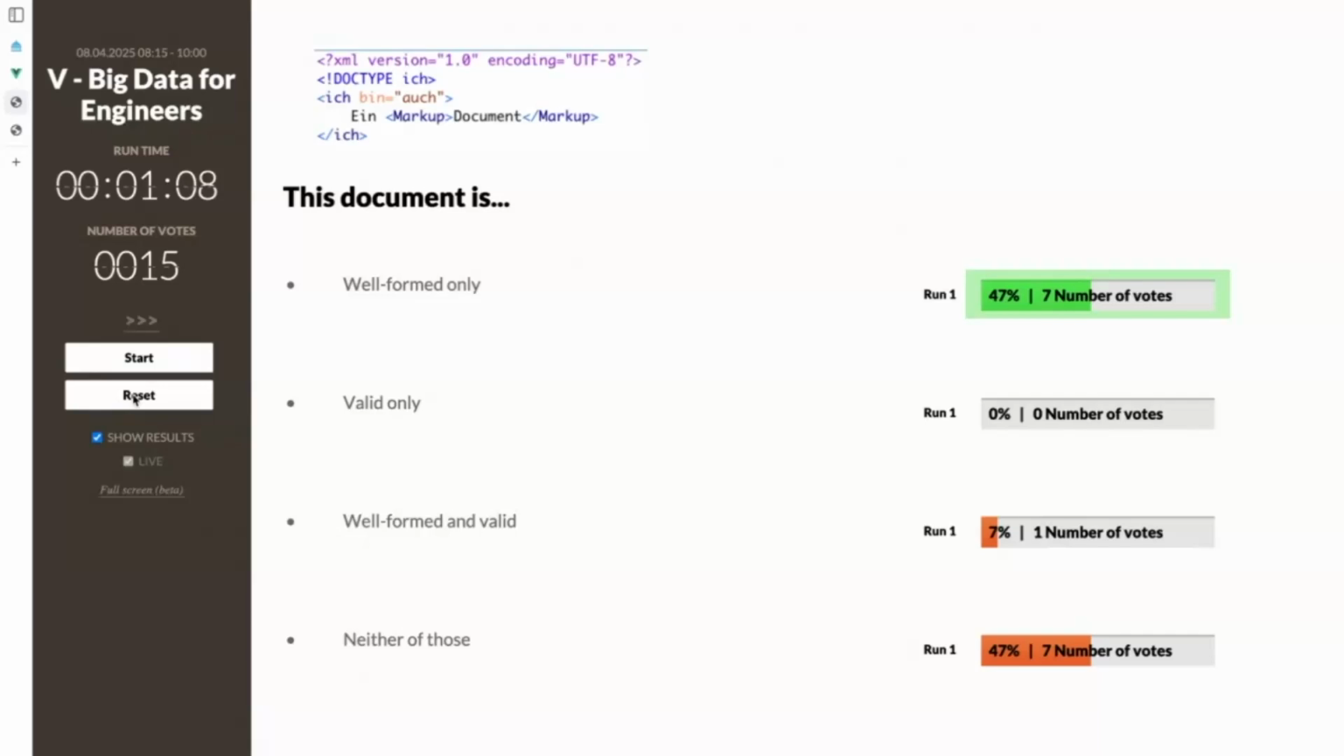Validity is something different. That is something that comes after well-formedness. Validity is when you want to enforce specific structures. You want to say, I want very specific elements, I want them to have very specific children, I want attributes to have very specific types. This is validation. Why is this document, why can we not say that this document is valid?